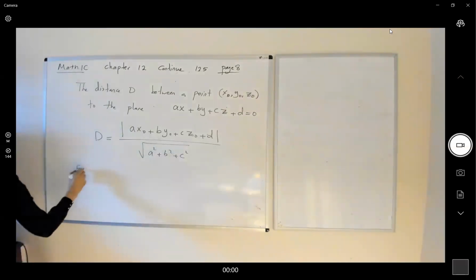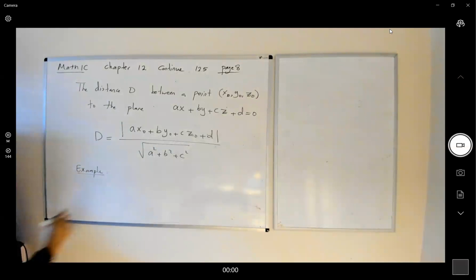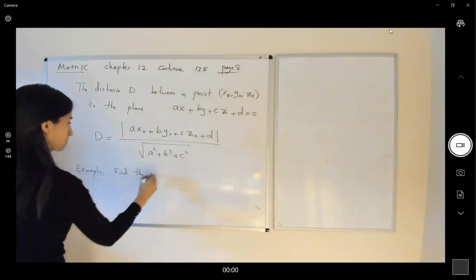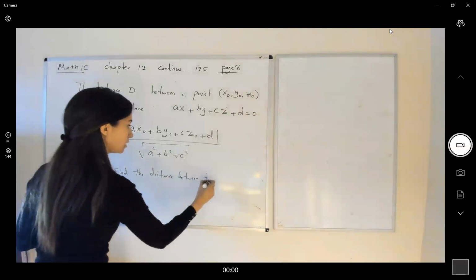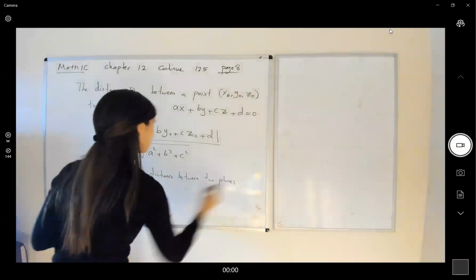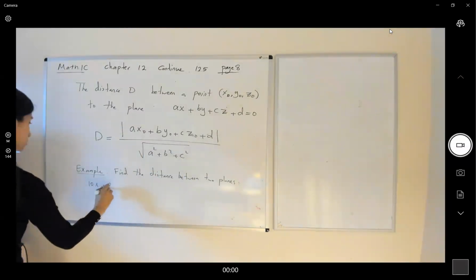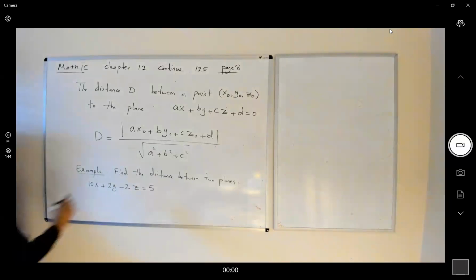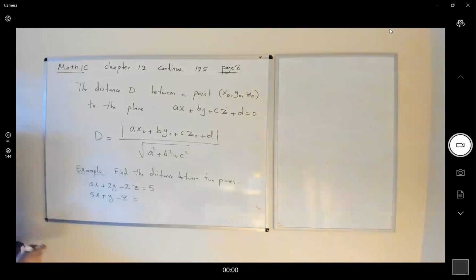For example, suppose the question says, find the distance between two planes. The first plane is 10x plus 2y minus 2z equals 5, and the second plane is 5x plus y minus z equals 1. Let's graph these two first.